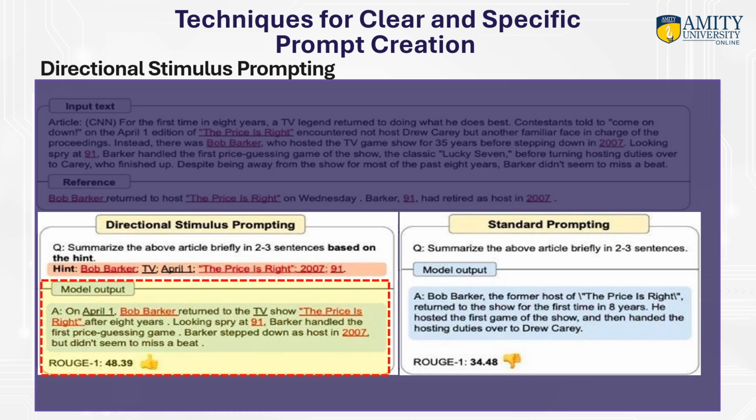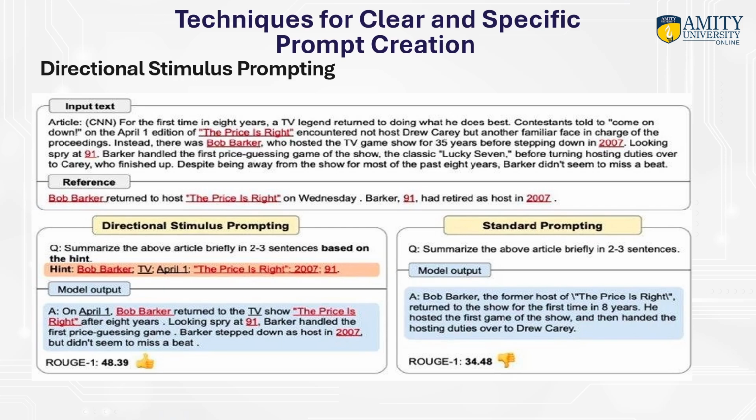So based on this hint, look at the difference in this example. Now it is given: On April 1, Bob Barker returned to the TV show The Price is Right. So what was the show? The Price is Right. After 8 years, looking spry at 91, Barker handled the first prize guessing game. Barker stepped down as host in 2007 but didn't seem to miss a beat. So this whole context was revolving around Bob Barker. When you have provided the hint, it has given you the right context using those hints with your improved answer. So that is the difference you are making in your prompt engineering by using these advanced techniques.